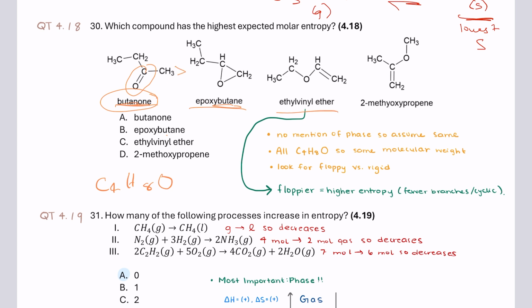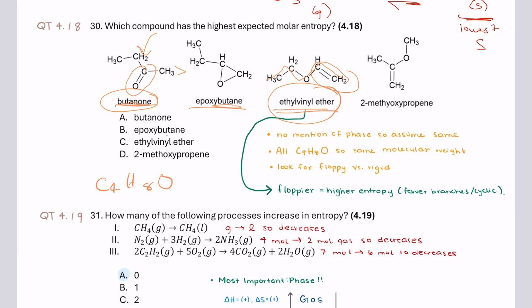Then we can look at our third structure. This molecule is linear, no branching, but it also has this terminal double bond. Now, what this means is, since it is more linear as opposed to branching like butanoate, it's going to have a higher molar entropy in comparison to butanoate.